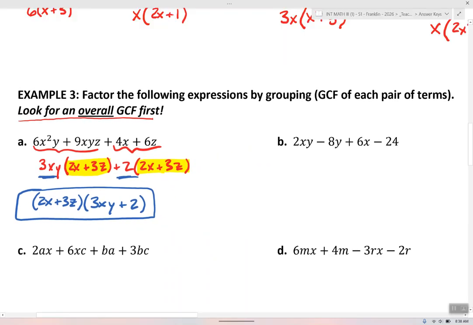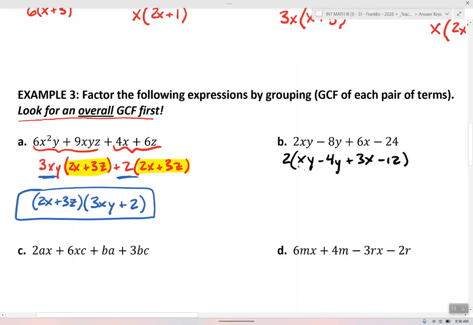So on example B, again, look for an overall GCF. It just makes it easier. It won't make it impossible if you don't. If you miss the overall GCF, it'll be okay, but it's typically easier if you do. These all have a GCF of 2. They're all even, so I can take a 2 out at least. This one is just 2, so my initial overall GCF is 2. That leaves xy minus 4y plus 3x minus 12.